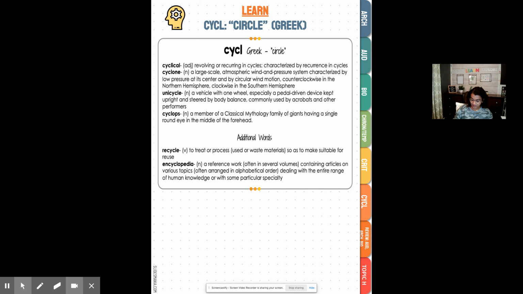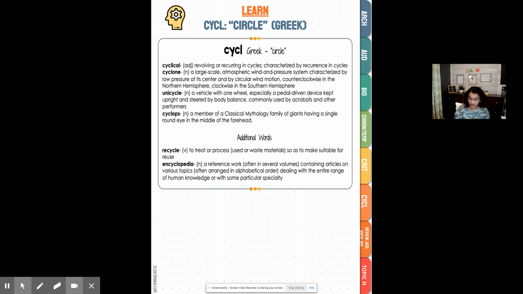All right, Cyclops. Now, if you have read any kind of Greek mythology or Percy Jackson, you may already be familiar with a Cyclops, which is awesome. It is a noun. A Cyclops is a member of the mythology family of giants, has a single round eye. Highly recommend you Google it. If you freak out, I'm sorry, but be forewarned. It is a family of giants, and it could be a little creepy at times. But if you're used to reading Greek mythology, you won't be worried about it at all.